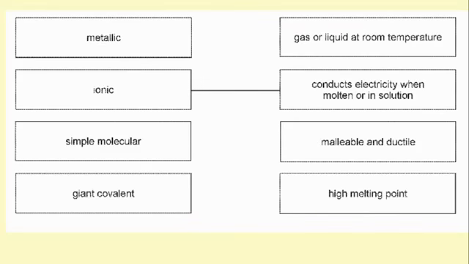Okay, last exam question. This is a summary of all the previous lessons we've looked at. We haven't looked at metallic bonding in detail yet. We'll look at that in next week's lesson. But you do know the properties of metals. So pause the video and then I'll go through the answers. Okay, so hopefully we've got metallic is malleable and ductile. Ionic's been done for you. Simple molecular is going to be gas or liquid at room temperature, and giant covalent is going to be our high melting point.